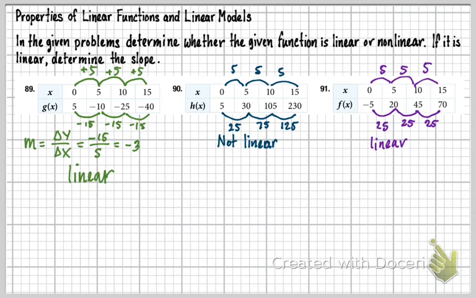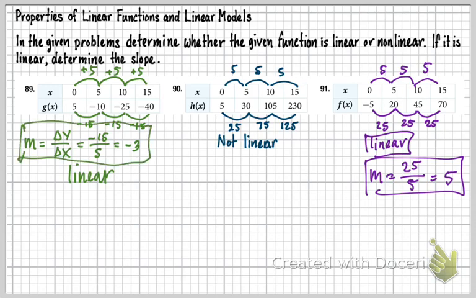So the slope for this one is going to be m equals, and the 25 is the change in y over 5, which equals 5. So my slope is going to be 5 for this one. And it's linear. Each one is two-part unless it's not linear. If it's linear, it's two-part. So for this one, there's my slope, and there's my answer to determine if it's linear or not. Okay, done.